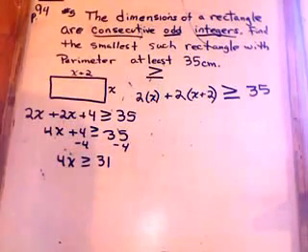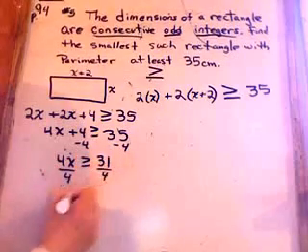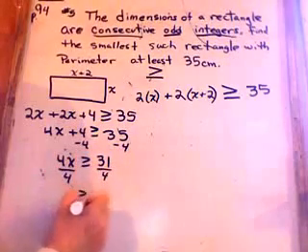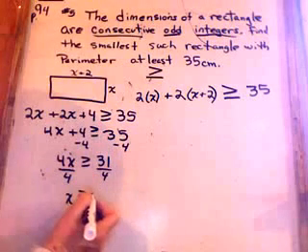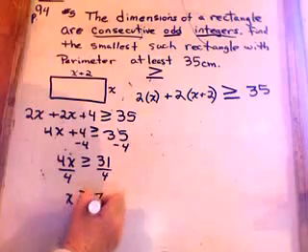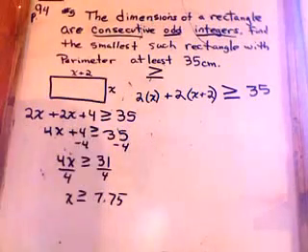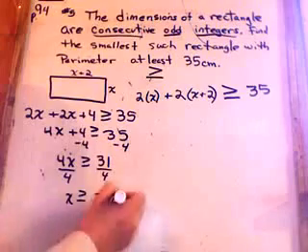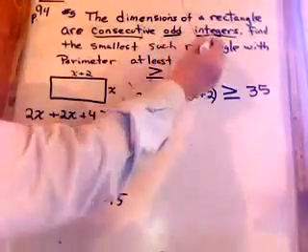What do I do now? Hope you said divide by 4. Uh-oh, now this is getting a little complicated. 4 doesn't divide into 31 evenly. It comes out to about 7.75. Can I say x is 7.75? No way. It has to be odd, and it has to be an integer.